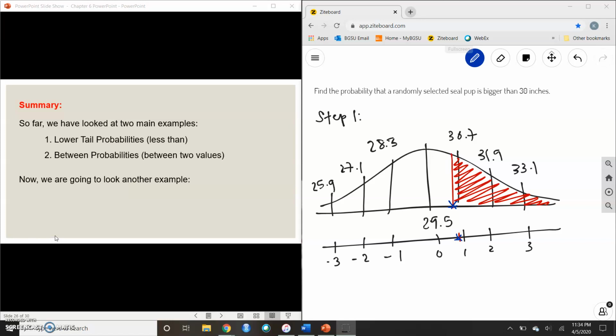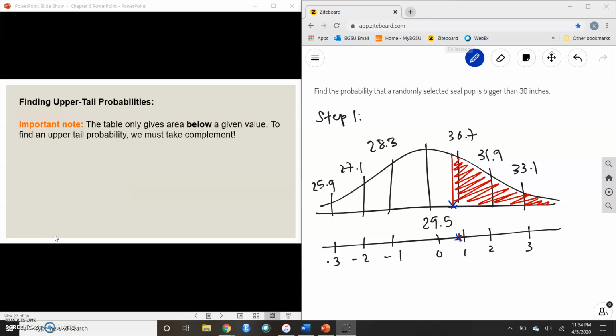So now we're going to look at one final example related to finding probabilities. We're going to be looking at upper tail probabilities, so whenever we're looking at a value or greater than, or we're shading to the right. I want to mention this very important note. Again, I've mentioned it a few times already, but I want to emphasize that the table only gives the area below a given value or below a given z-score.